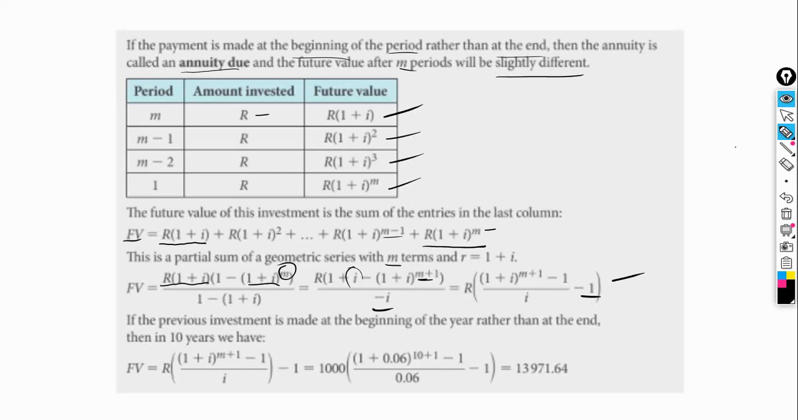So notice that here we're testing the same formula, and this parenthesis is wrong. This parenthesis should be here, not here. So notice that here we're doing the same deposit of 1,000, but at the end of the period, you're going to get slightly more, obviously, right? Because you have that interest of the first year. So instead of 13,180 point something, in this case, you would get 13,971.64 euros.